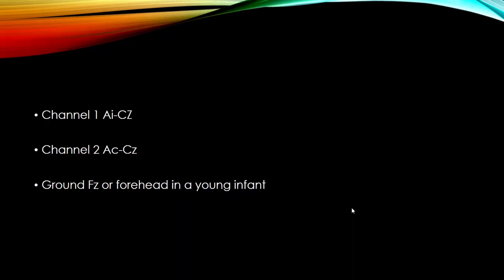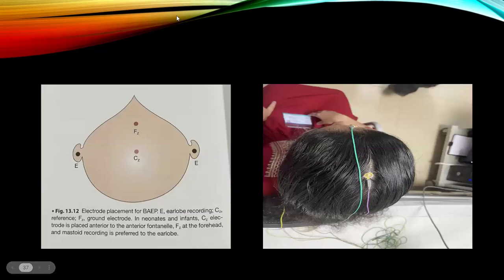So channel 1 here is from the ipsilateral ear to the reference electrode, and channel 2 here is the contralateral ear to the reference electrode. In cases of young infants, because of a lot of disturbances, we also use a ground electrode, that is FZ. So this is how the electrode placement is done. This is the recording electrode CZ. The ipsilateral ear is called AI, the contralateral ear is called AC, and the grounding electrode is used in infants. So this is how it looks in a normal person.